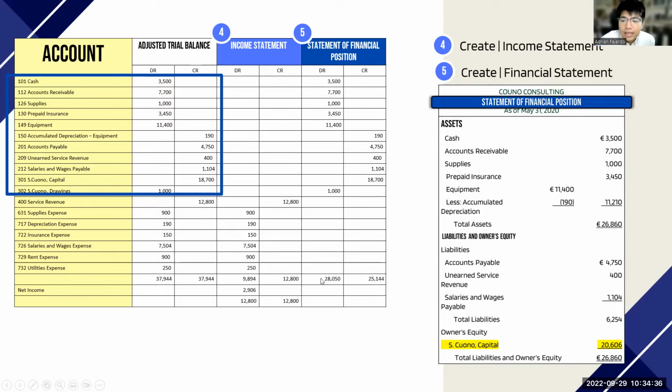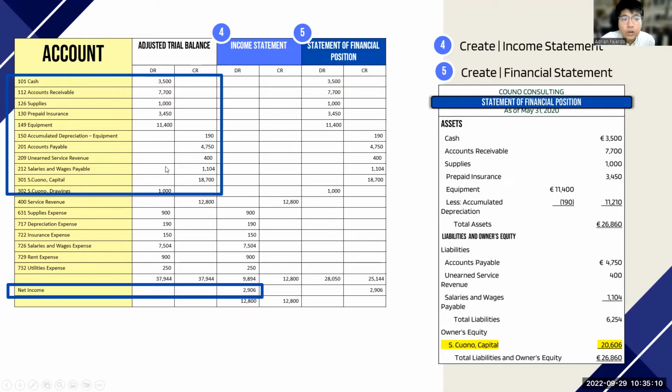25,114. So now again, it doesn't balance, right? So what's the difference? The net income. So net income here, it was a debit at first. Now, it became a credit. So again, I understand. You'll be weirded out, right? Why in the income statement, net income was a debit of 2,906? Now, it's a credit of 2,906, right?